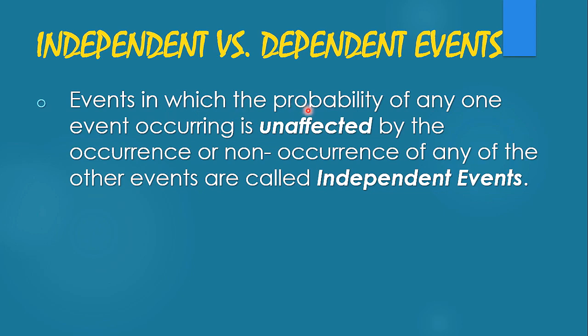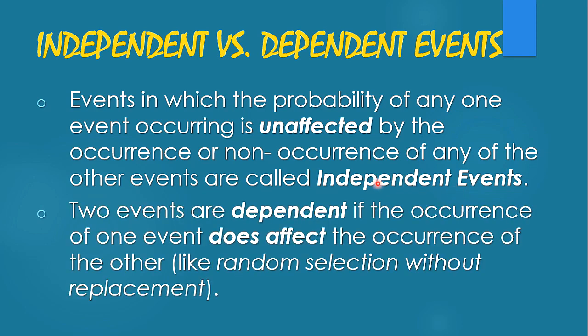Events in which the probability of any one event occurring is unaffected by the occurrence or non-occurrence of any of the other events are called independent events. On the other hand, two events are dependent if the occurrence of one event does affect the occurrence of the other, like random selection without replacement.